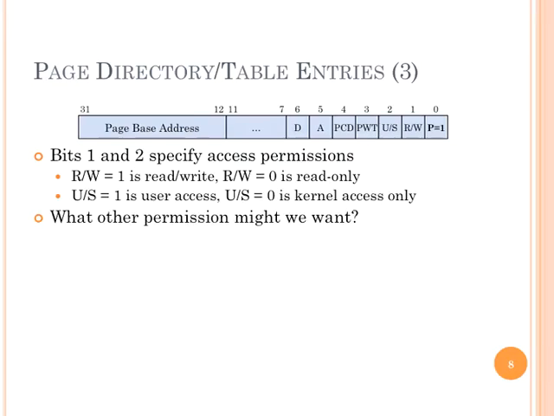Other permissions. Is there something notably absent from the permissions that we have so far? Should be pretty obvious. It would be really nice to be able to say you're not allowed to execute data in this page, because then you could prevent a whole category of exploits from occurring on your hardware. And that's something that's absent here.